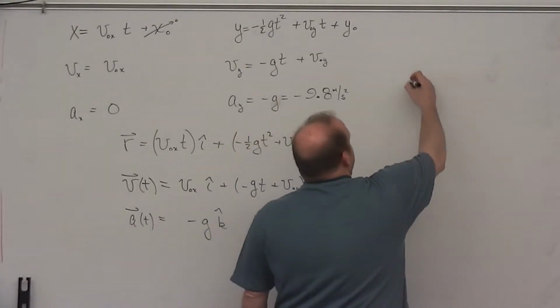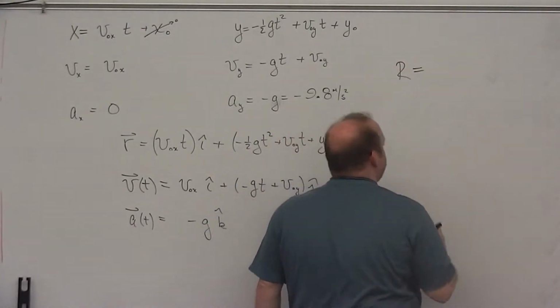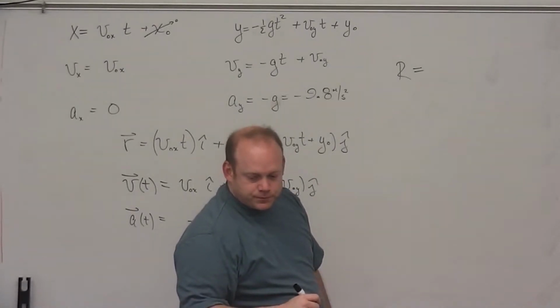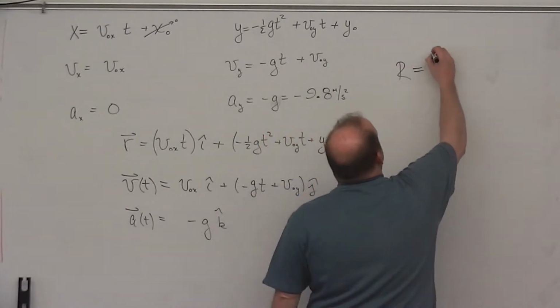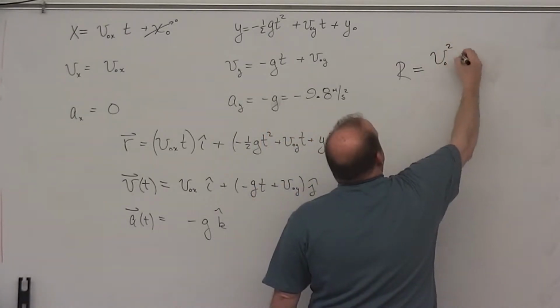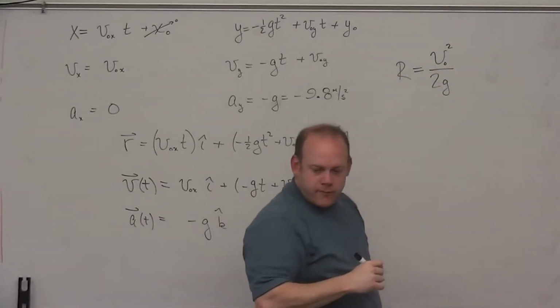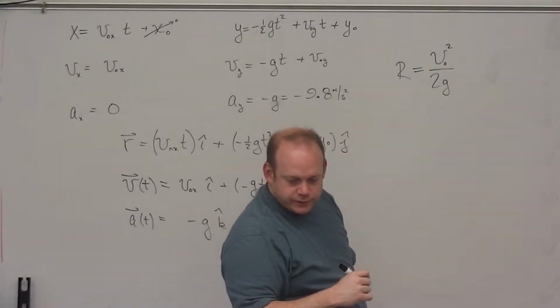I'm not really going to ask you a question where I ask you specifically what is the range equal to, but this is going to be v0 squared over 2g times, over g.